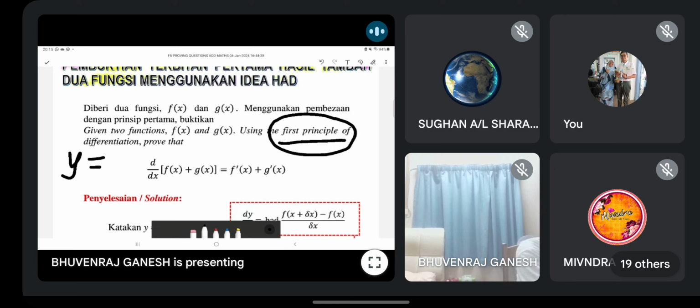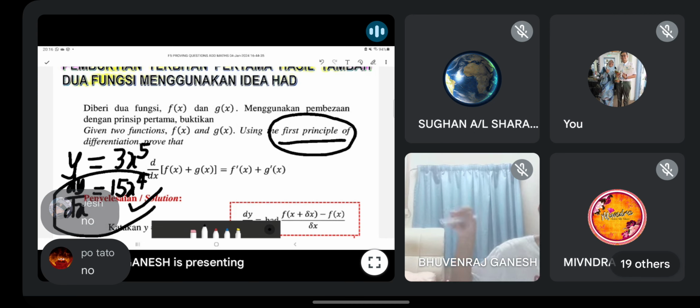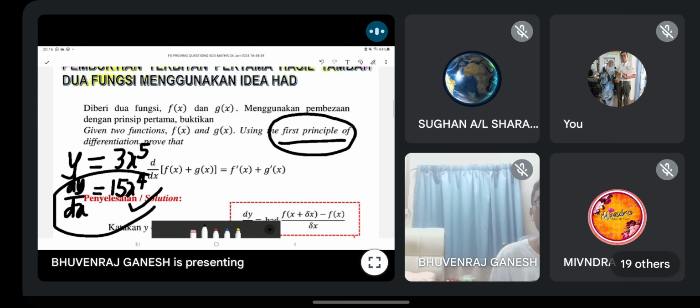Example, they give you y is 3x power 5. So they ask you, differentiate this using the first principle. So guys, if I differentiate like this can they say by using first principle, dengan guna prinsip pertama. So do I get the mark if I write like this? Kalau saya jawab macam ni, betul ke tak? Is it correct? Can I do like this directly? Cannot. You must show the delta. Symbol delta is the key symbol for first principle. If you don't see the delta, then it's wrong already.